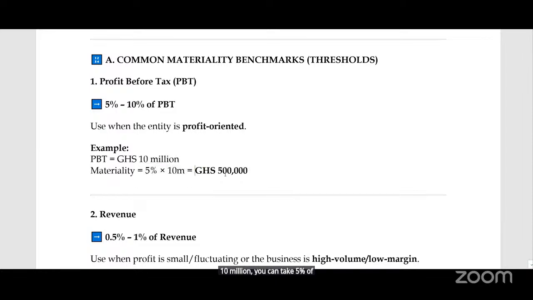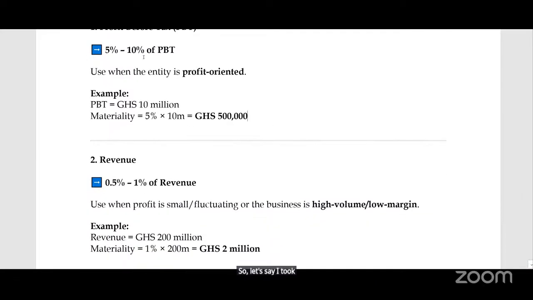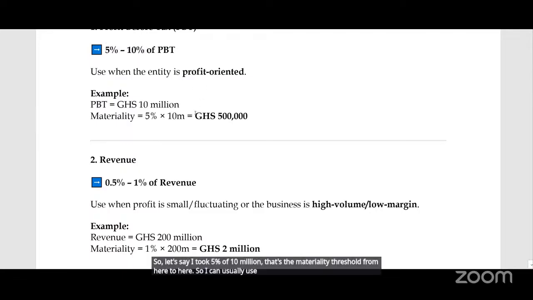to check the materiality. There's something called performance materiality. Are you getting it? We'll come and talk about that one too. So let's say I took 5% of 10 million. That's the materiality threshold from here to here. So I can usually use just 10% of profit before tax to check whether the thing is material.